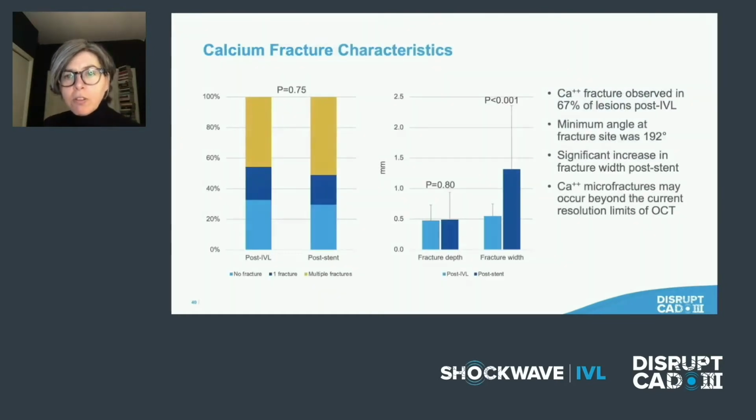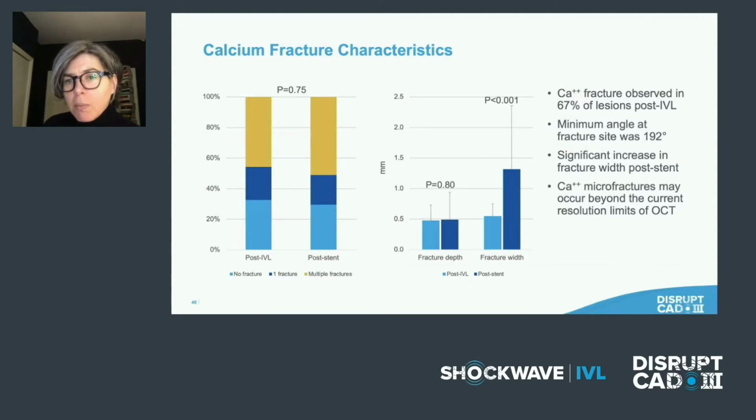67% of the lesions had a fracture that was visible in the OCT, with a minimal angle at the fracture site of 192 degrees, which is consistent and in keeping with the recommendation to use a device for angles of calcium over 180 degrees. You can see from the graph on the right-hand side that following stenting, there was a significant increase in actually the width of the fracture.